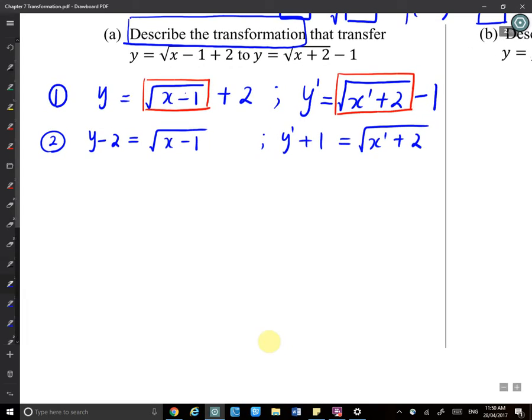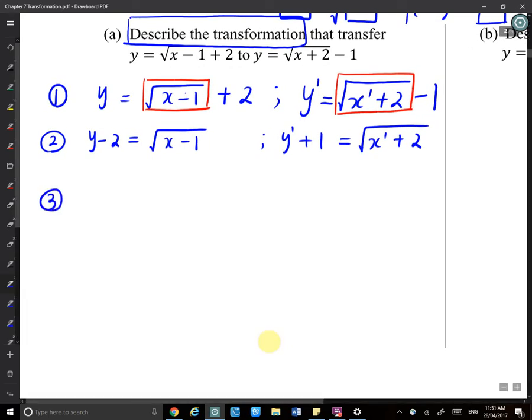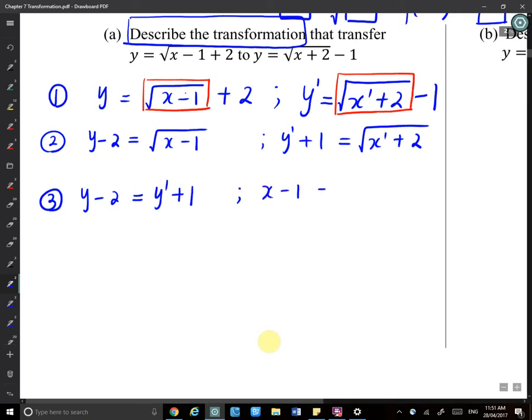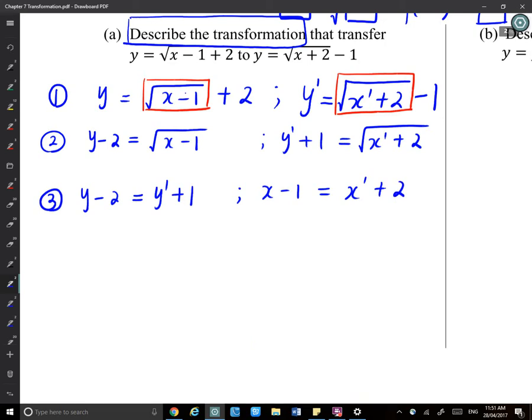Step number 3 will be the important step. Equalize both sides. y minus 2 equals y dash plus 1. Don't need to include the model itself. You just need to think what you put in the model. You put x minus 1 into the square root. So you just need x minus 1 equals x dash plus 2. What has been put in the model, those two things will equalize each other.